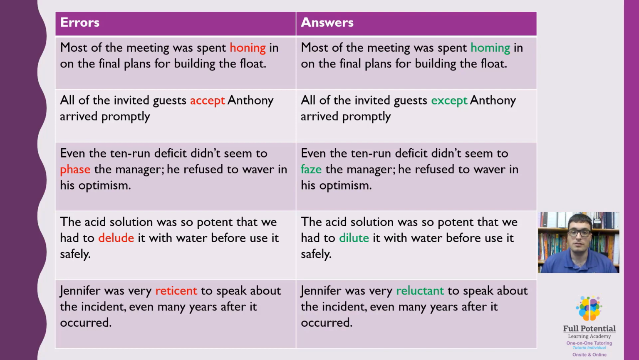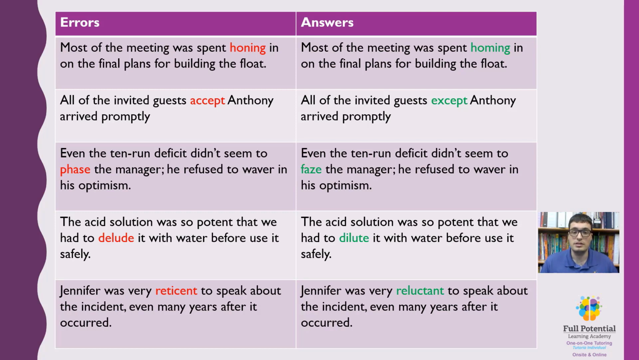The third sentence, phase versus faze. Phase on the left means to be a part of a cycle or a certain step in a program, whereas faze on the right means to be shaken up or stirred up, shocked. The coach wasn't shocked by the 10-run deficit in the game. That is why F-A-Z-E, faze on the right, is correct. The left one is wrong because it means to be part of a system.